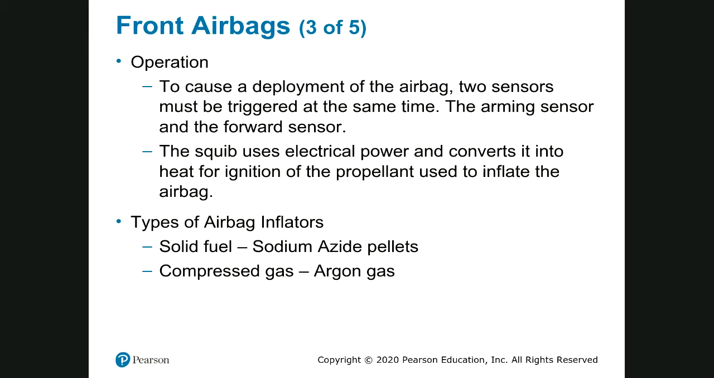The squib uses electrical power and converts it into heat with the ignition of the propellant to inflate the bag. We talked about that. And before the airbag can inflate, however, the squib circuit must also have a ground supplied by the forward or the safing sensor. They must be triggered at the same time before the airbag is deployed. So you have two sensors that are actually triggered to make the airbag deploy. If one is triggered, it won't deploy. If the other one is triggered, it won't deploy either. But they both must be triggered at the same time for it to be deployed.